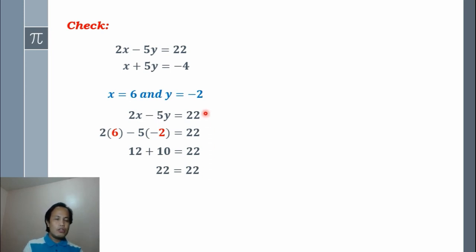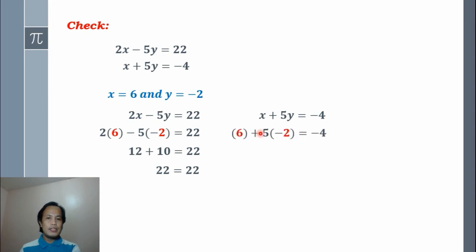Let's proceed checking equation 2, which is x plus 5y equals negative 4. So our x is 6, then our y is negative 2. Then 5 times negative 2 is, of course, negative 10. Then 6 minus 10 is negative 4, which is equal to negative 4. So therefore, the values x equals 6 and y equals negative 2 are correct.